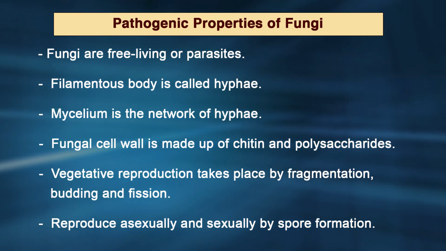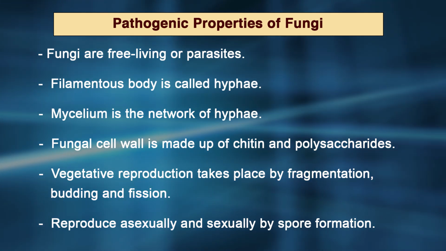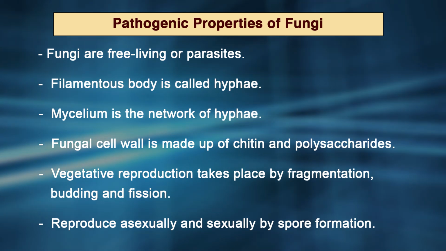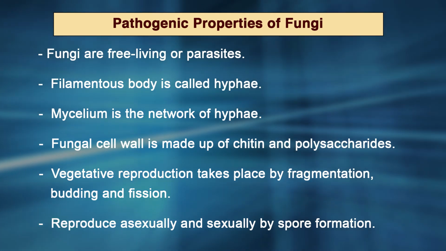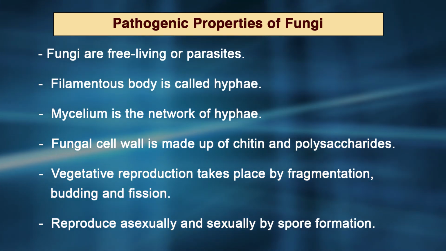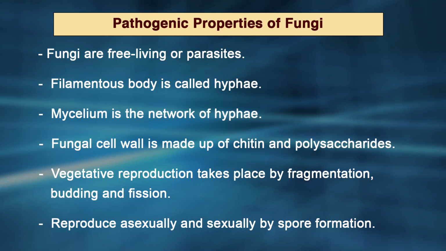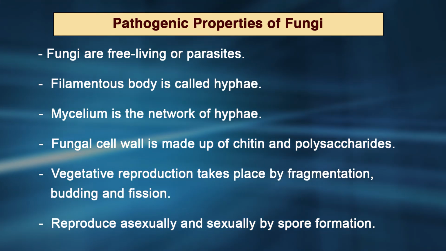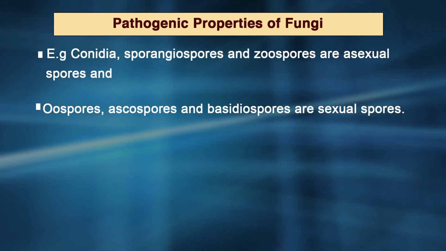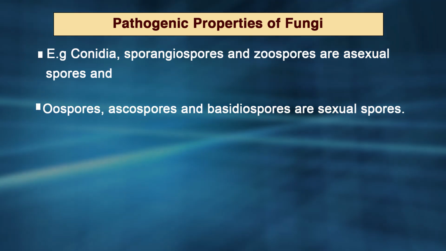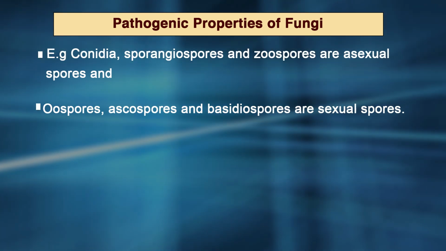Fungi are mostly filamentous. The filamentous body is called hyphae, and the mycelium is a network of hyphae. Some hyphae are aseptate and contain many nuclei, and are known as coenocytic hyphae. The fungal cell wall is made up of chitin and other polysaccharides. Vegetative reproduction takes place by fragmentation, budding and fission. They reproduce asexually or sexually by spore formation. Conidia, sporangiospores and zoospores are asexual spores. Zygospores, ascospores and basidiospores are the sexual spores.